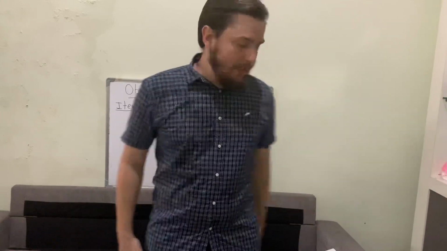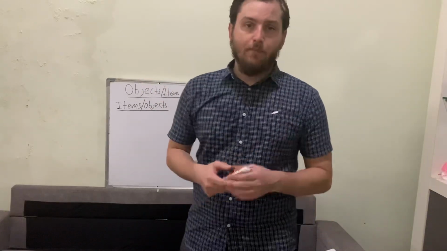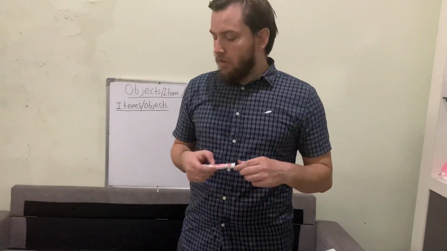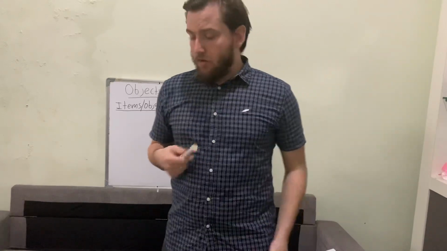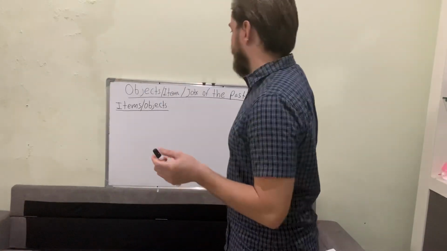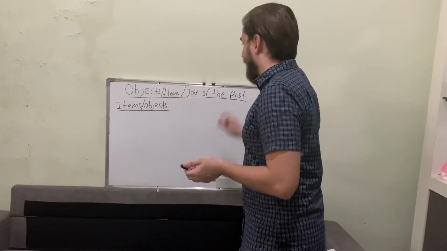This is the second time we've done class at home, and we're going to talk about something related to the topics that we talked about before. We talked about extinct animals, or we talked about history. This is going to be about history. This is objects, items, jobs of the past.